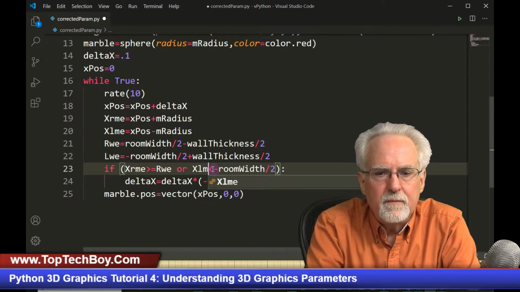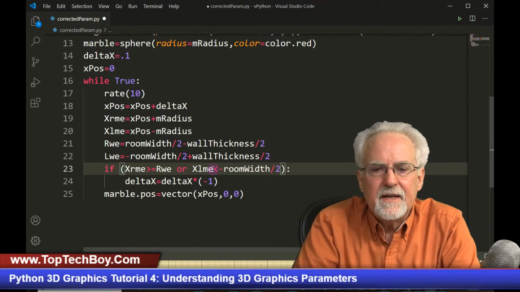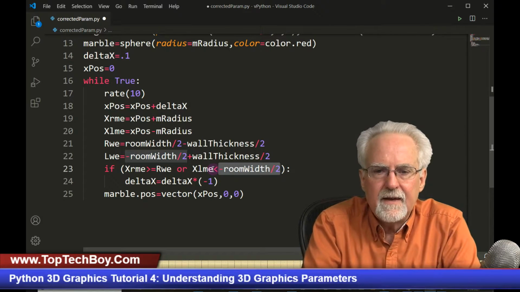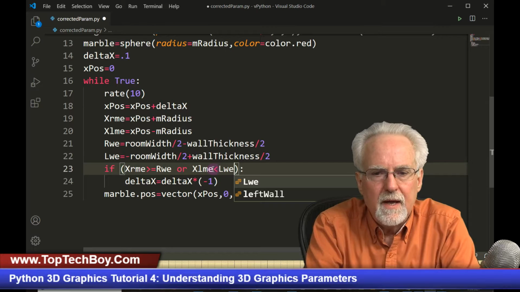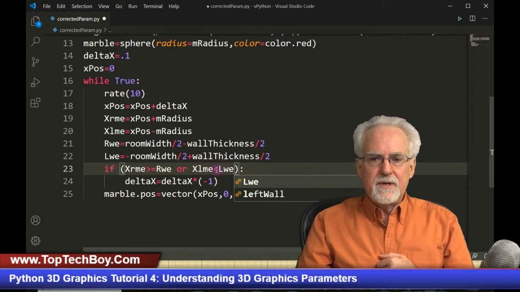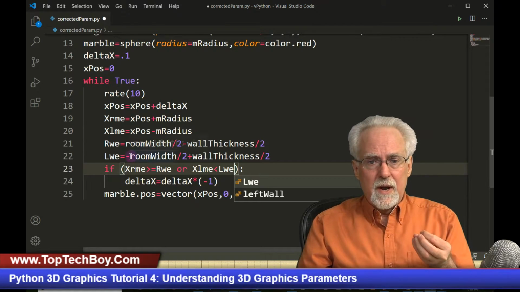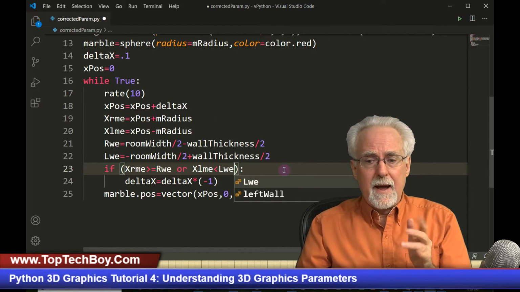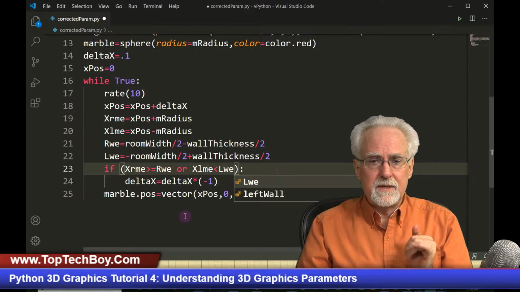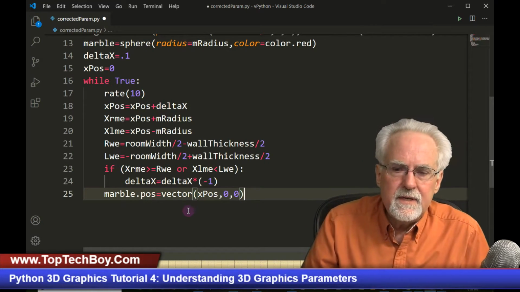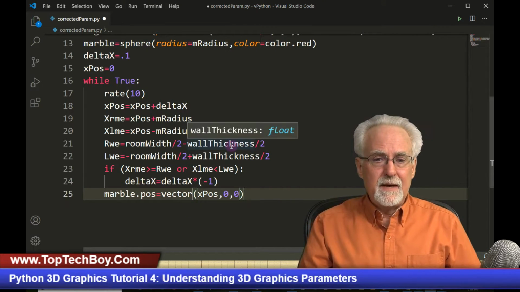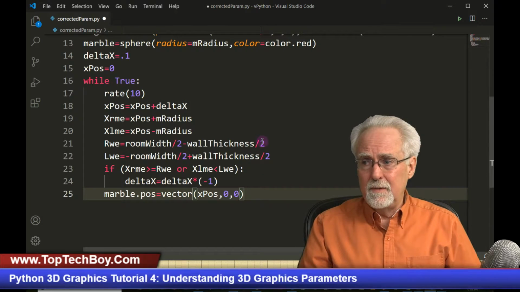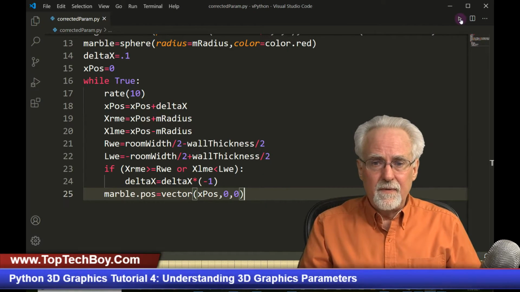And then also on the other side, we would be looking at the X left marble edge, and if that gets less than the left wall edge, we want to change direction. And notice that I didn't make left wall edge negative because it's already made negative up here. So go back and look at the picture if it doesn't make sense. Okay, so now this is kind of interesting. I would bet in here somewhere I probably made a typo, but let's go ahead and try to run this.